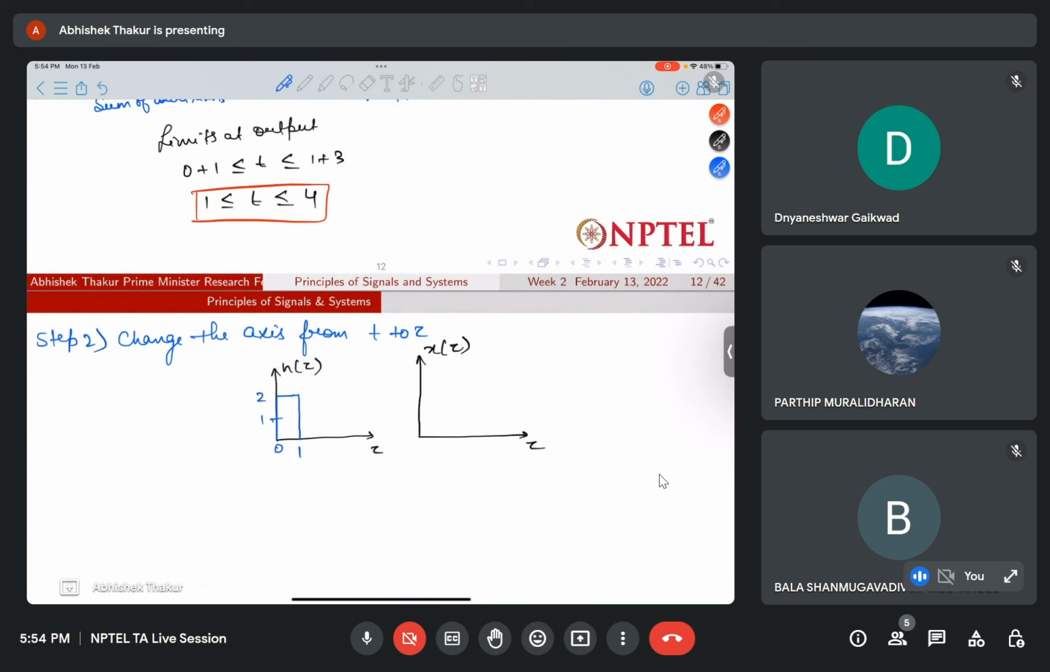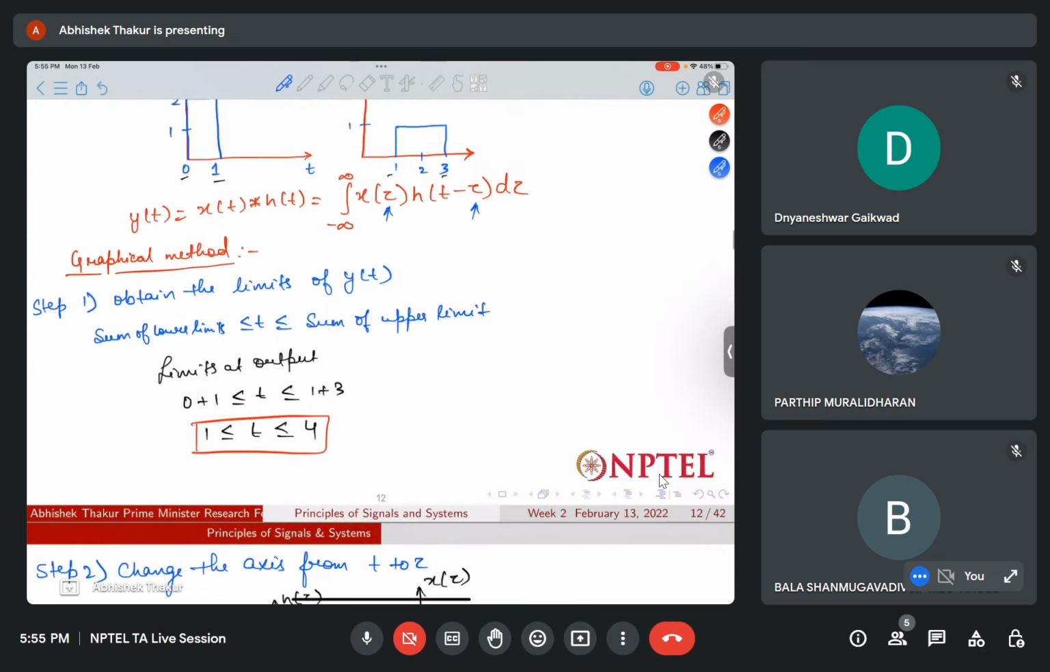This is from 0 to 1. Now here this will be from 1, 2, 3. This is our x tau. That is the same; we have just changed the name from t to tau, so that we can do all this transformation on tau. That is x tau and h t minus tau.